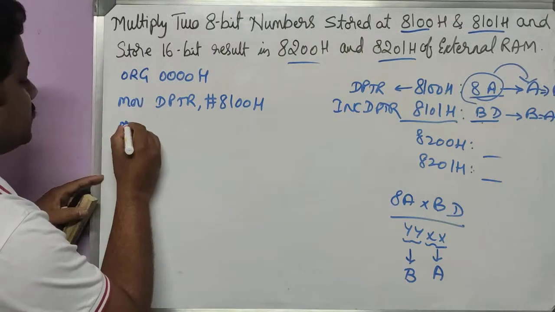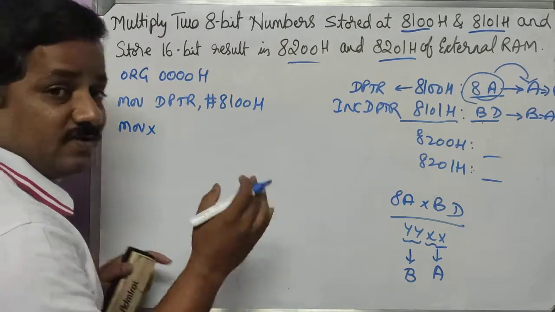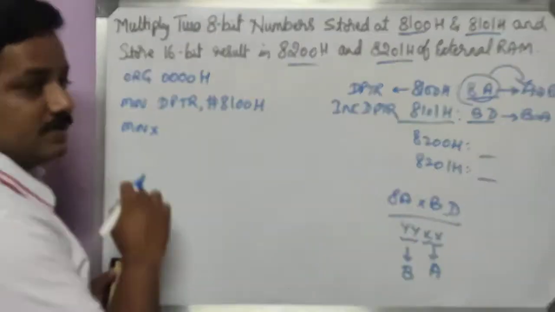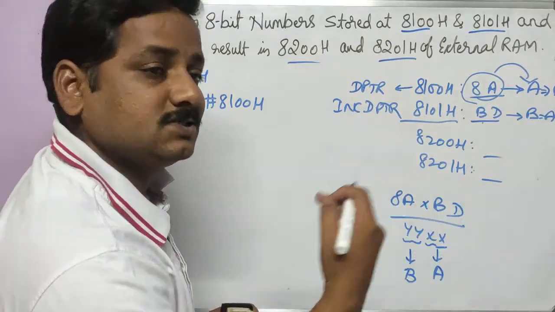To do that we have an instruction MOVX. When you are fetching the content of DPTR, you should mention X, which means you are taking data from external memory.